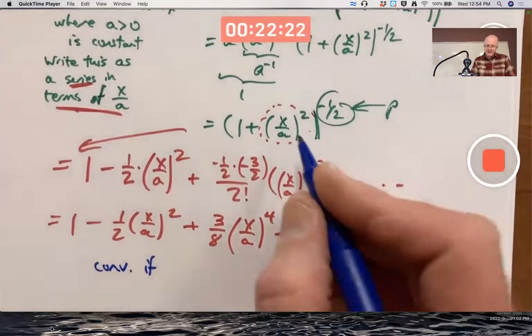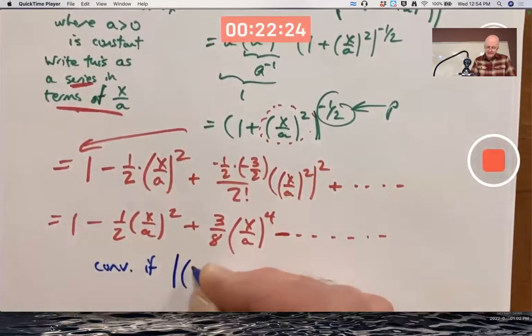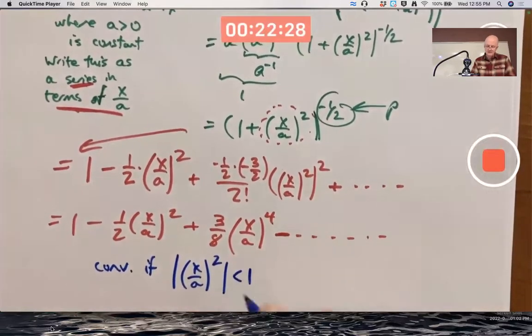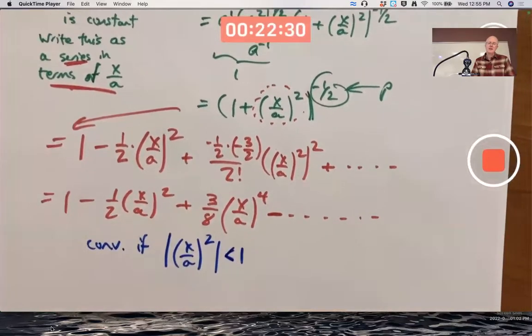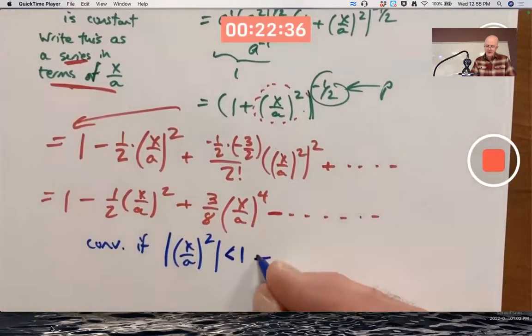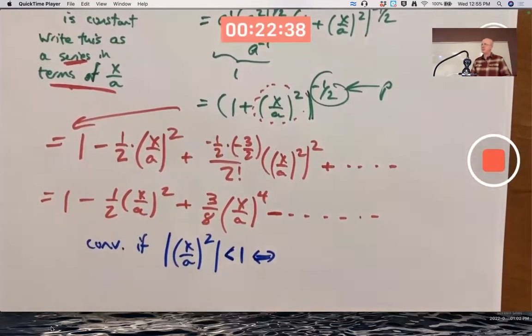Converges if the absolute value of the thing playing the role of the x, which is this entire thing, x over a squared, is less than one. That's not as nasty to figure out and simplify as it looks. For one thing, if the square of a number has an absolute value less than one, the number itself has got to have an absolute value less than one.